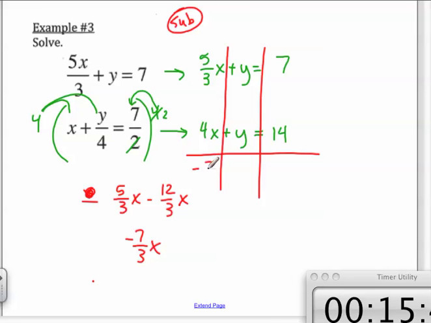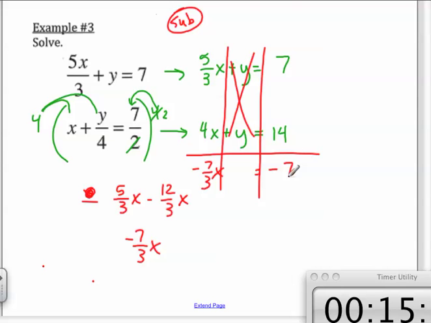So this is negative 7/3 x, right? When I do the subtraction, I just kind of did it off to the side to make sure I did it right. Y minus y, that just cancels. 7 minus 14 equals negative 7. Now, how do I get rid of that negative 7/3 that's in front of the x? Ben? Multiply it by 3.